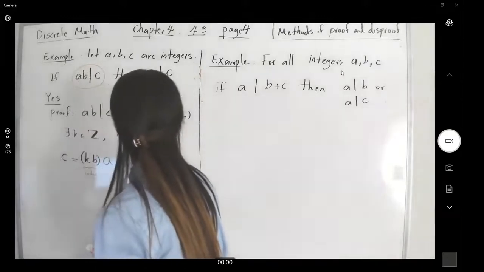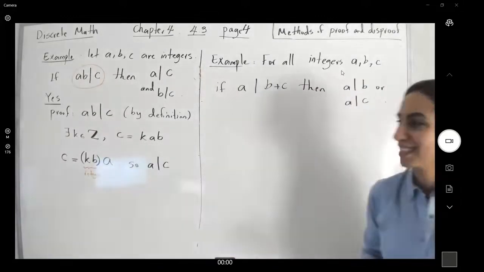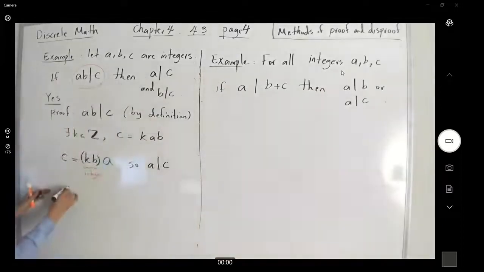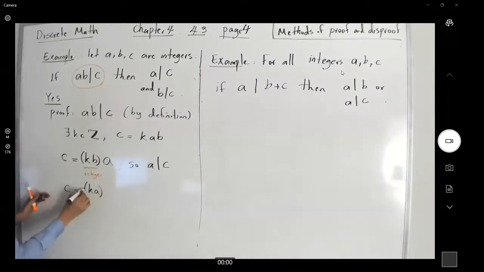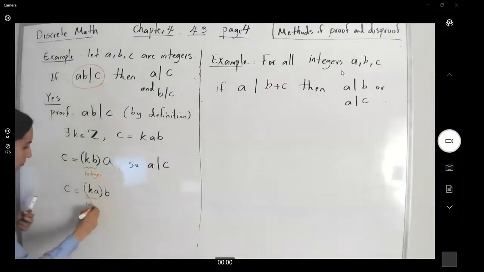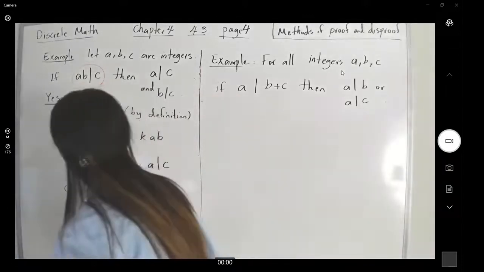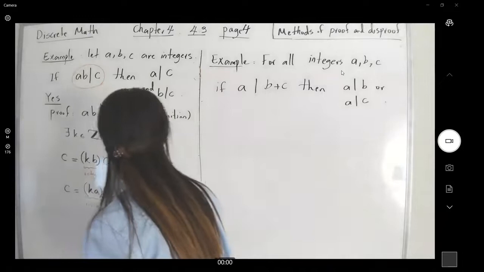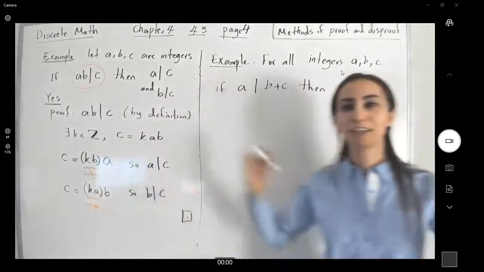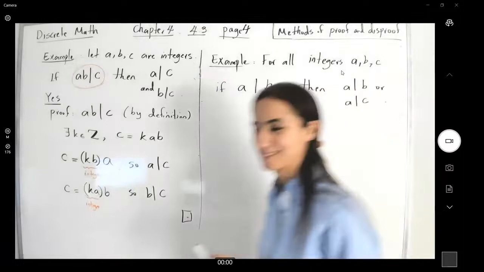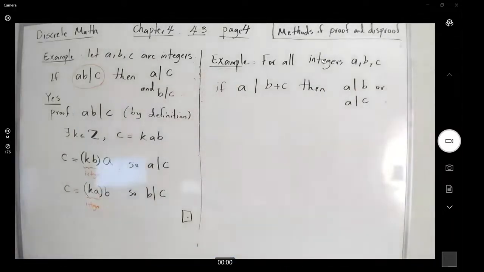I can also write C as K times A, group these two together, times B, another integer. So by using the definition of divisibility, B also divides C. We're done with the proof.